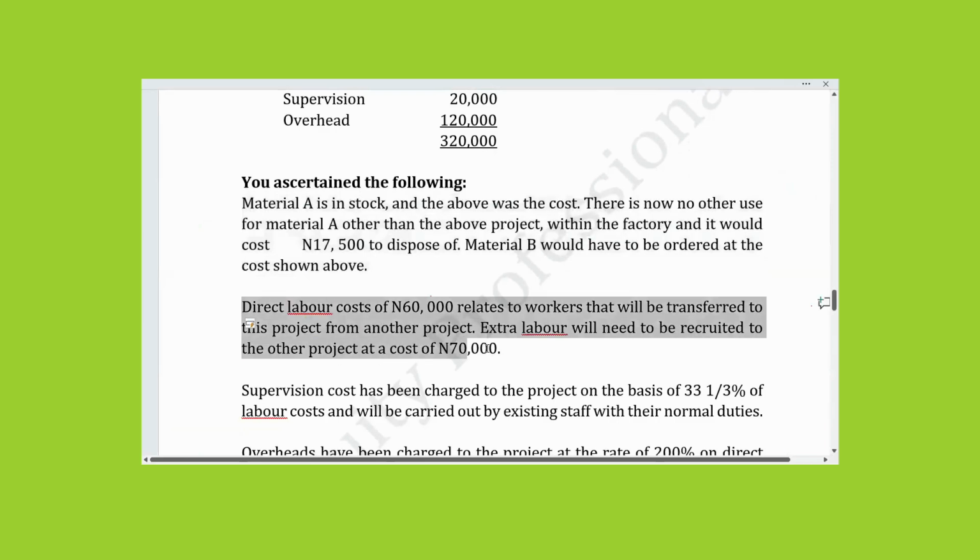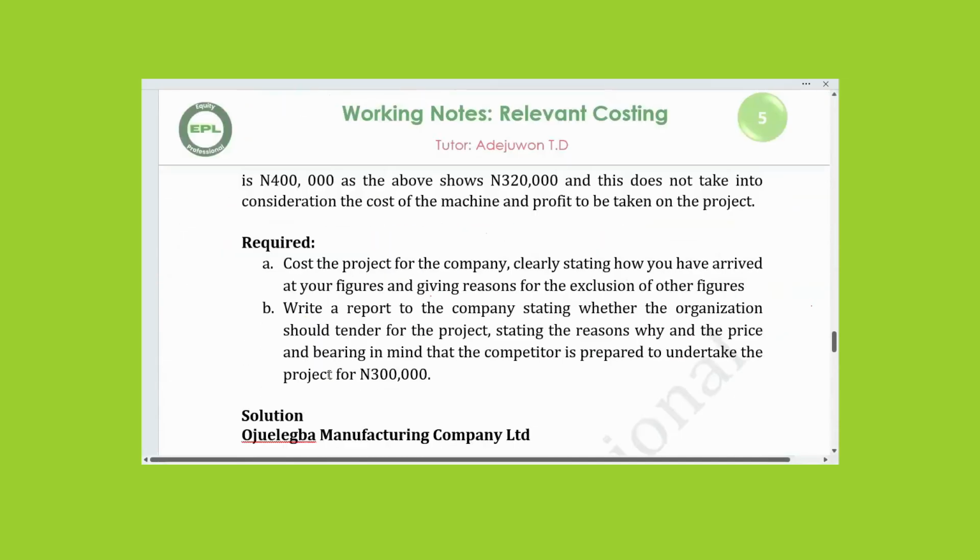In this second paragraph, what assumption did you make? We are told that direct labor cost of 60,000 naira relates to workers that will be transferred to this project from another project. Extra labor will need to be recruited to the other project at a cost of 70,000. So let's talk about that. Direct labor cost.